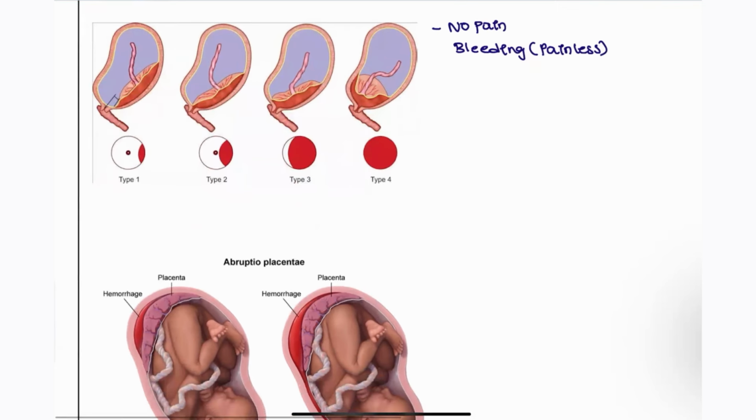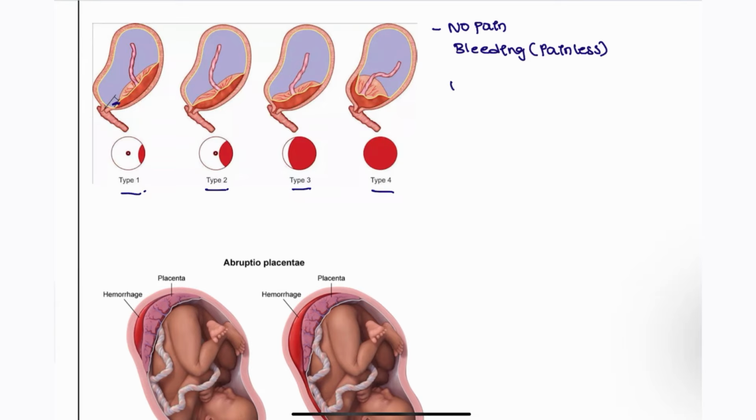Grading of the placenta previa: type 1, the distance will be more than 2 centimeters, type 2 is almost at the os, type 3 is partial covering, type 4 is complete covering. Okay, this is how the patient will be presented. Next, what is the treatment that we have to go for first?